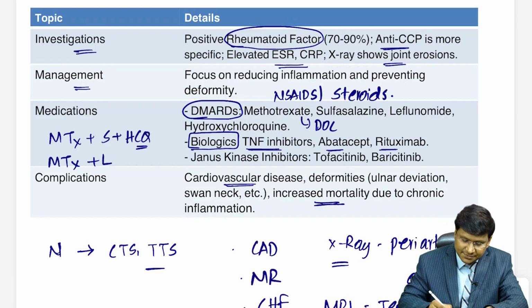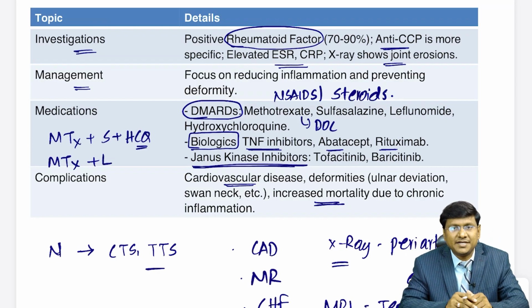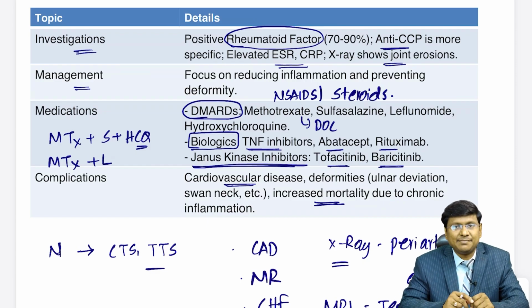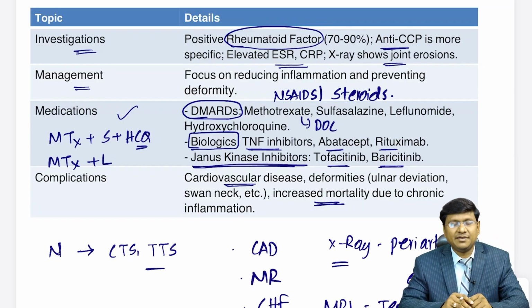And apart from this, we also have the Janus kinase inhibitors. And what are the examples of these Janus kinase inhibitors? The examples are tofacitinib as well as baricitinib. So these are the examples of the Janus kinase inhibitors. So these are the medications that we give in the treatment of patients with rheumatoid arthritis.